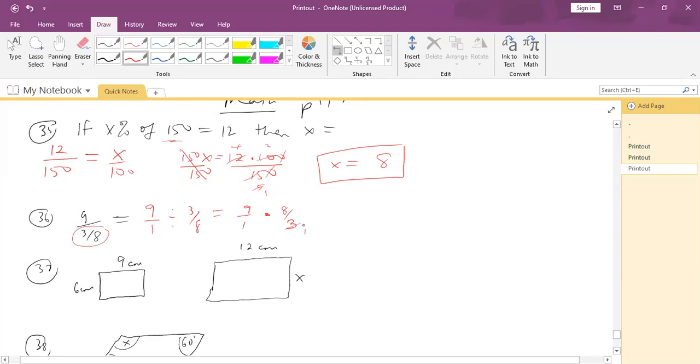3 into itself is 1. 3 into 9 is 3. Nothing else to reduce, so multiply horizontally. 3 times 8 is 24. Over 1 times 1, which is 1. So that will be your answer. So that will be D. Okay, D is 24/1, so it's the same thing as 24.